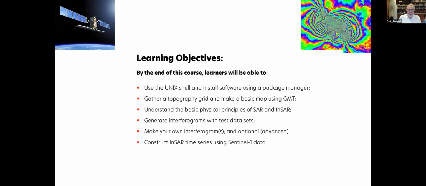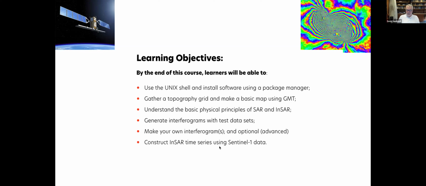Okay, so these are the learning objectives from the GMTSAR site at EarthScope. And again, you want to learn how to use Unix. And you'll also have to learn how to use a package manager, something like Homebrew, depending on the computer you're on. Gather a topography grid and make a basic map. We used to have this as one of the assignments, but it's a good thing. Make a topographic map of where you live.